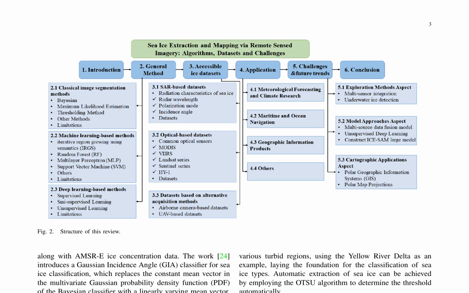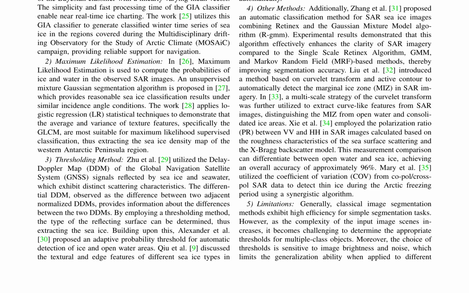Thresholding methods have been utilized, such as the delayed Doppler map, DDM, of the Global Navigation Satellite System, GNSS, signals reflected by sea ice and seawater, which exhibit distinct scattering characteristics.